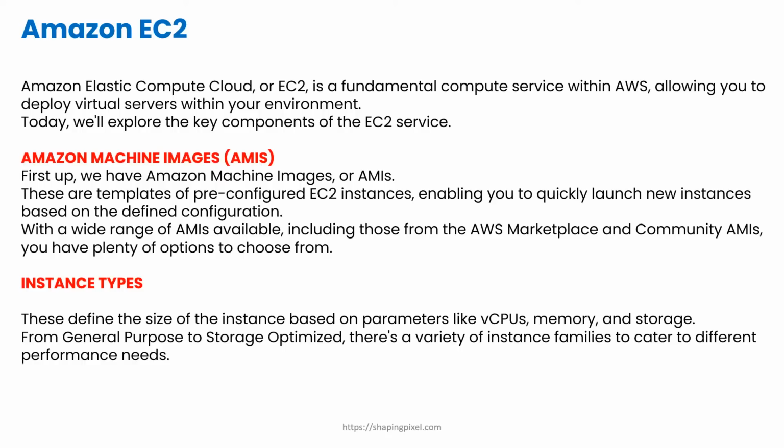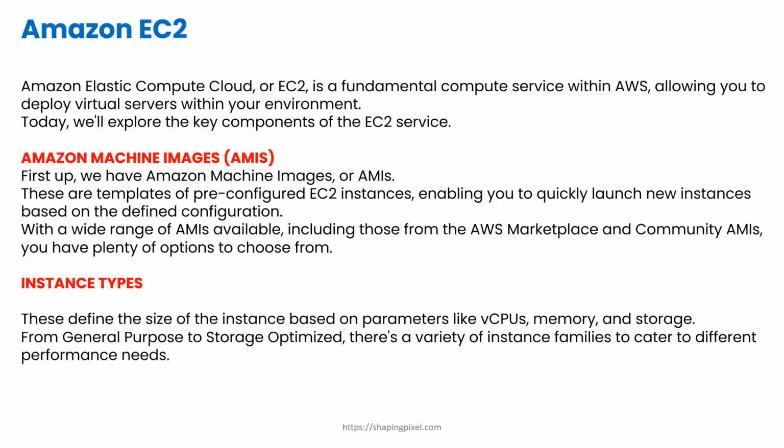Let's dive into the world of Amazon EC2. Amazon Elastic Compute Cloud or EC2 is a fundamental compute service within AWS, allowing you to deploy virtual servers within your environment. Today, we will explore the key components of the EC2 service. Amazon Machine Images. So we have Amazon Machine Images or AMIs. These are templates of pre-configured EC2 instances, enabling you to quickly launch new instances based on the defined configurations. With a wide range of AMIs available, including those from the AWS Marketplace and Community AMIs, you have plenty of options to choose from.